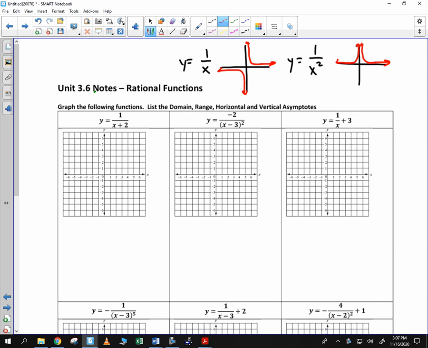So in this situation, it's going to be a horizontal shift to the left 2, and there's no vertical shift. And so this is your graph. Piece of cake upside down, right? As you look at this, we're just going to identify the asymptotes. Don't worry about domain and range, but the vertical asymptote is going to be x is equal to -2. And the horizontal asymptote is going to be y is equal to 0.